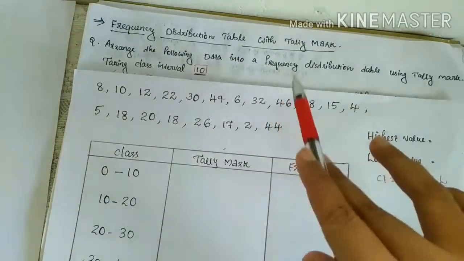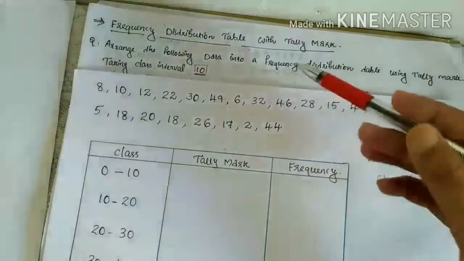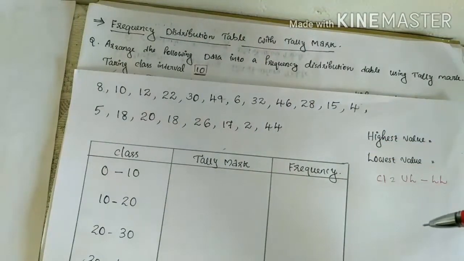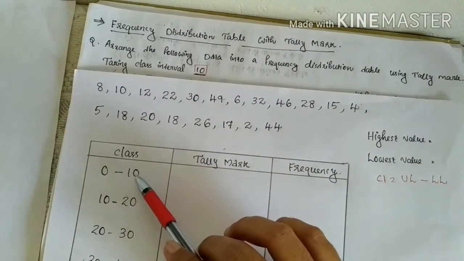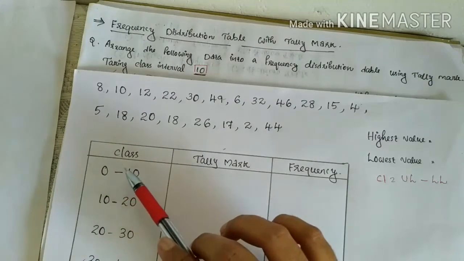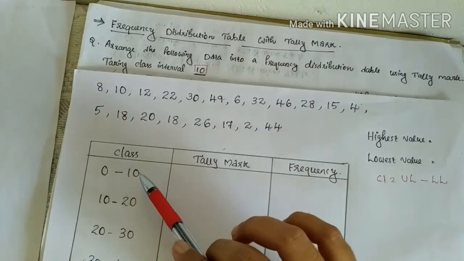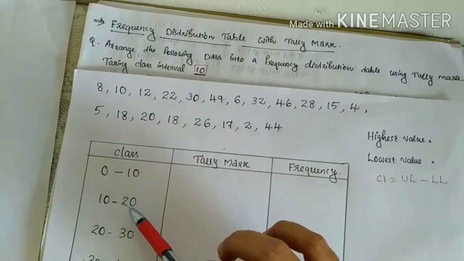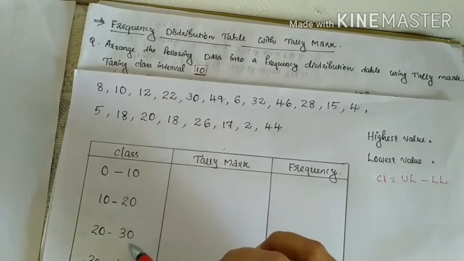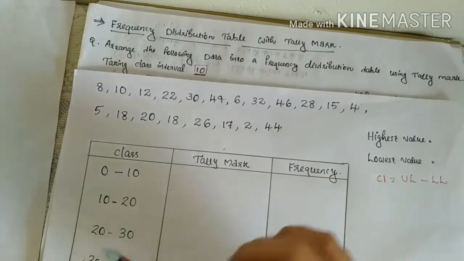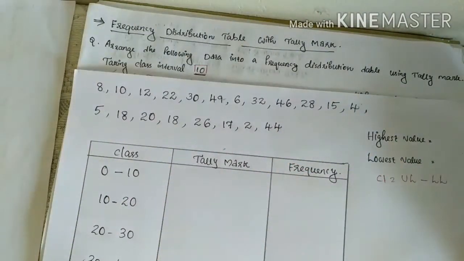of 10. What is class interval? Class interval means the upper limit minus lower limit. Here the upper limit is 10, lower limit is 0. So 10 minus 0, the class interval is 10. Then upper limit is 20, lower limit is 10. 20 minus 10, the class interval is 10. And here the upper limit is 30, lower limit is 20. 30 minus 20, the class interval is the same, 10.